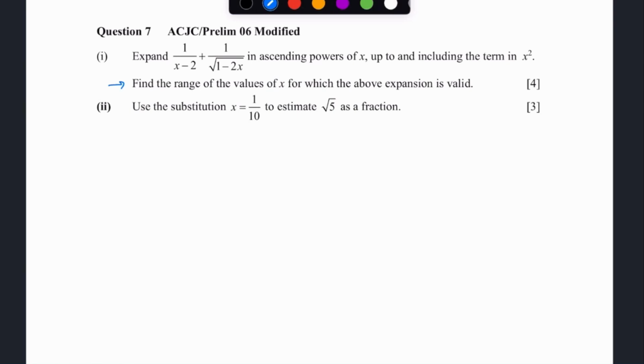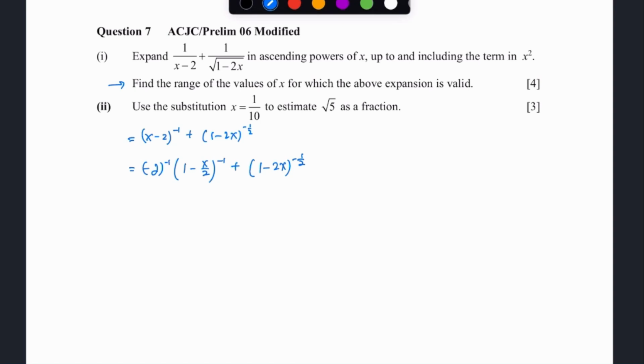Now, because we are expanding two things, we have (x minus 2) to the power negative 1, plus (1 minus 2x) to the power negative half, correct? This one we need to readjust to negative 2 to the power negative 1, and then we have something like 1 minus x over 2. So this is what we are supposed to do. From here you can continue to expand, which you should do at the beginning.